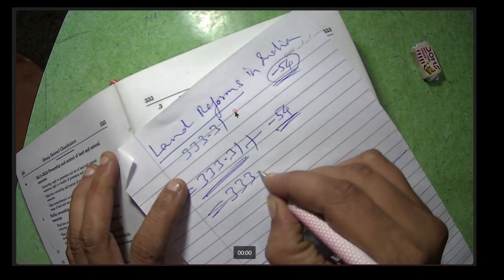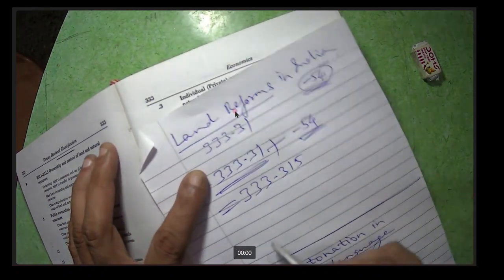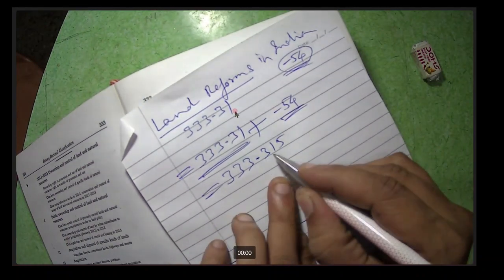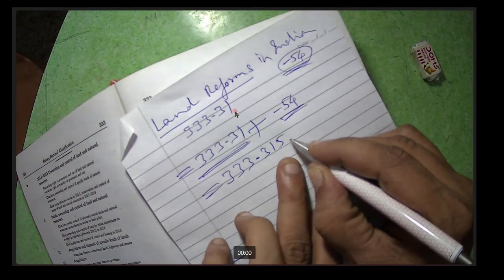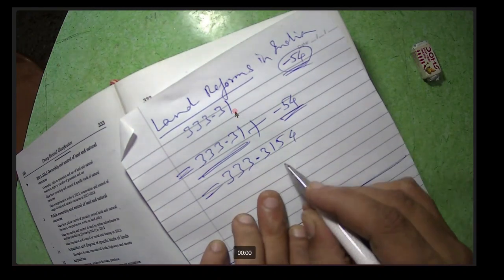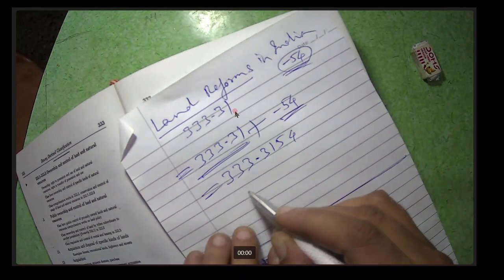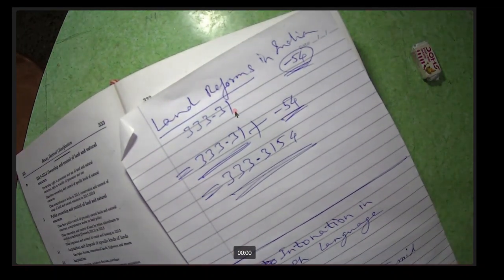Our answer is 333.315 4. So after the first 3 digits, 1 point. After every 3 digits, 1 space. So we are leaving 3, 1, 5 here and 1 space and 4. This is the answer.